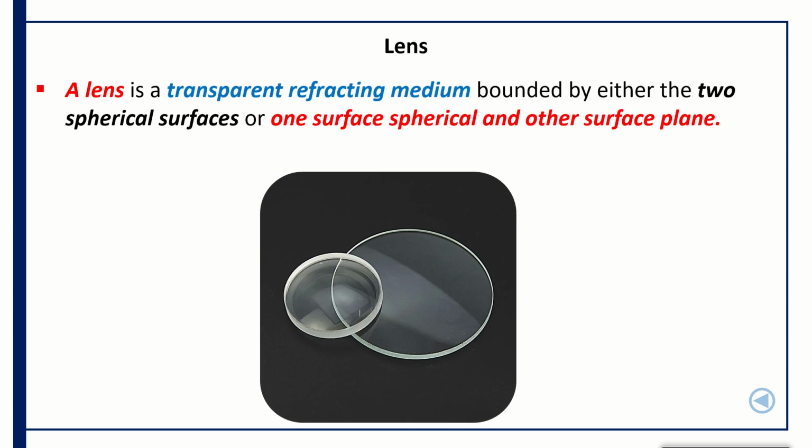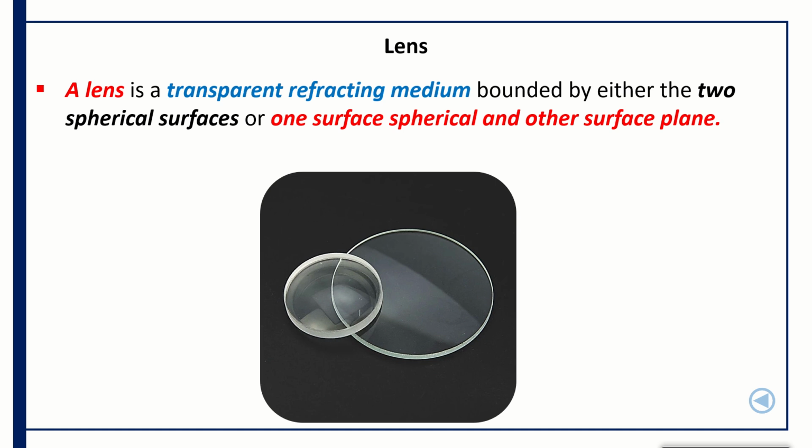Lens means it is a transparent refracting medium which is bounded by either the two spherical surfaces or one surface spherical and other surface plane. So lenses are basically spherical surfaces which give the refracting medium for the light which passes through it. So what is refraction of light?